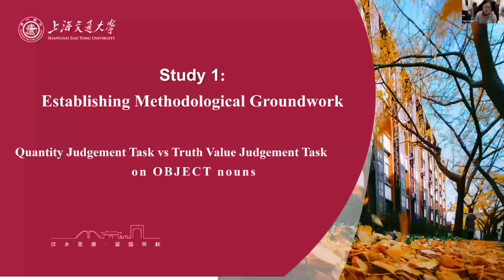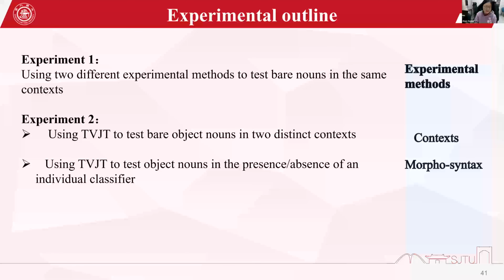So let's get into details about study 1, establishing methodological groundwork, comparing quantity judgment task versus truth-value judgment task on object nouns. In this study, we have two experiments. In experiment 1, we compare quantity judgment task and truth-value judgment task to test bare object nouns in the same context. Then in experiment 2, we investigate two sets of variables. One is context information and the other is morphosyntax, to see what are the possible factors that influence the interpretation of object nouns in Mandarin.